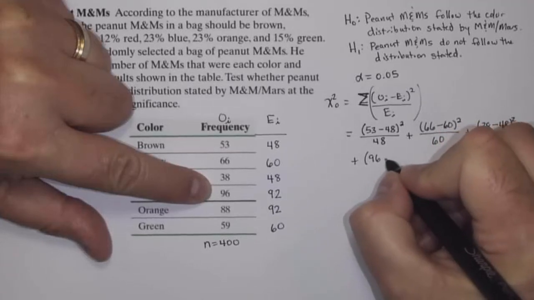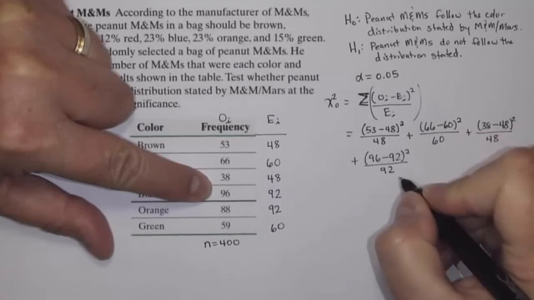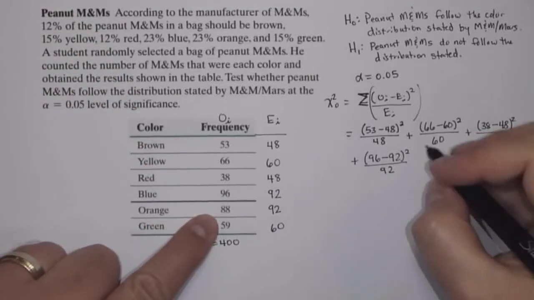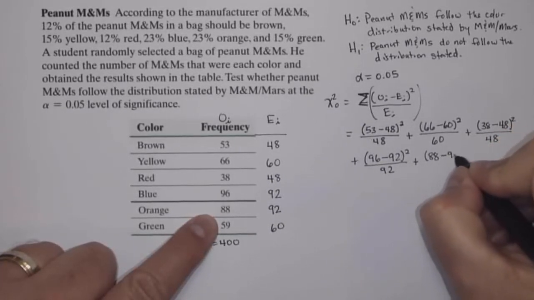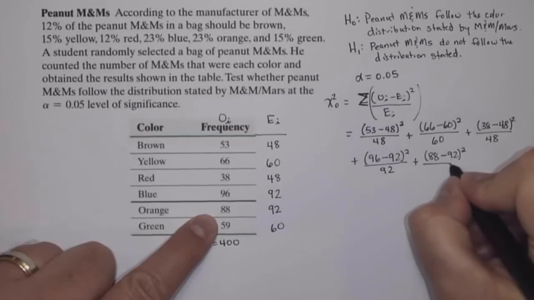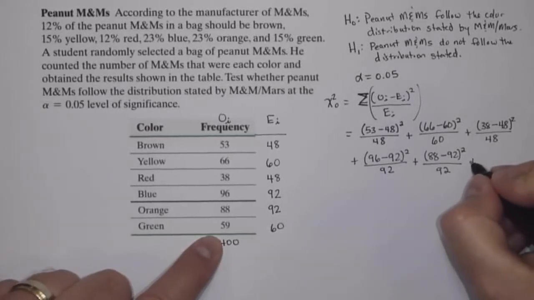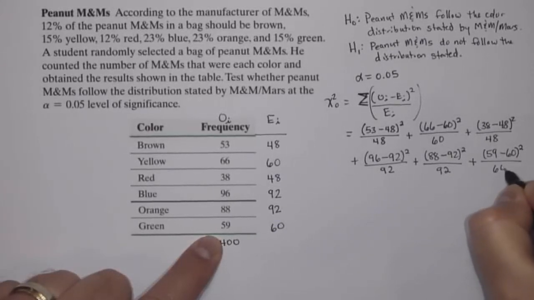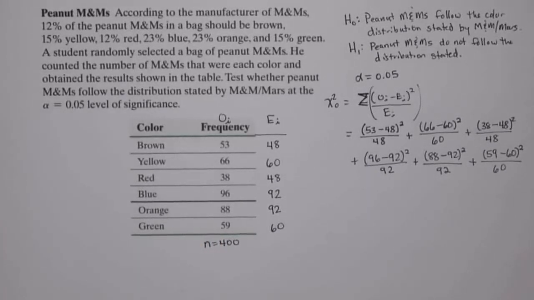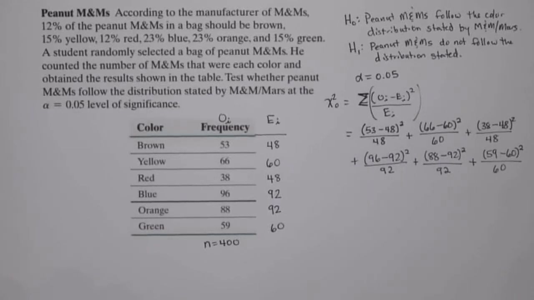96, the observed for blue, minus 92, the expected for blue, squared, divided by 92, the expected for blue, plus 88, the observed for orange, minus 92, the expected for orange, squared, divided by 92, the expected for orange. And last but not least, plus 59, the observed for green, minus 60, the expected for green, squared, divided by 60, the expected for green. So now I just have to type this in my calculator to see what that value is.